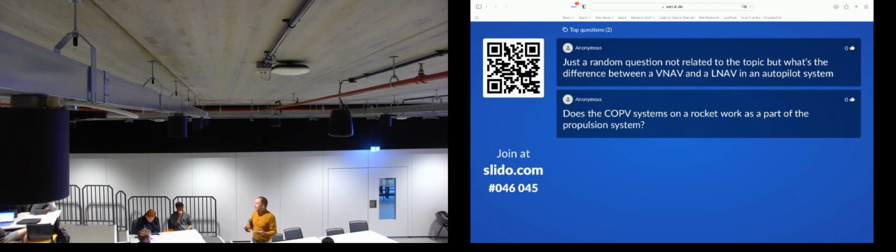Okay? LNAV is just lateral. So it's what direction you're flying, fly a heading, fly to this waypoint. And that's the difference between those two. And you can have them both on, connected to the flight management computer, and do much more sophisticated flying, fly waypoints, fly through fixes, fly just through points in space, and all of that.